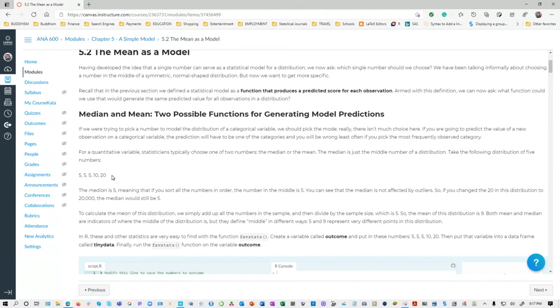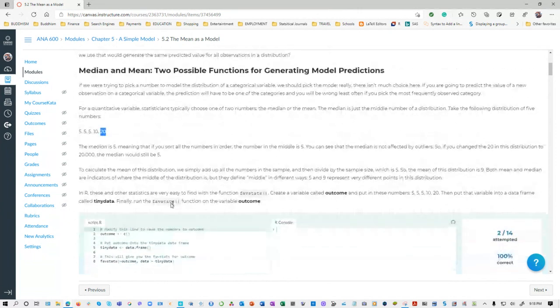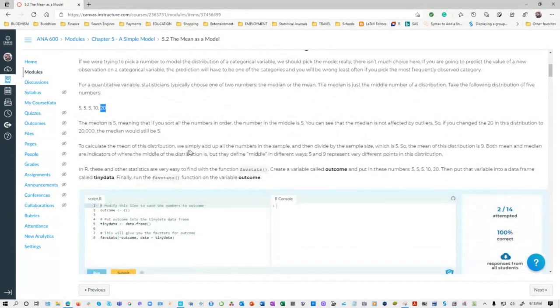Even if you add more numbers, even if you change the 20 in the distribution to 20,000, it doesn't matter. The median means just the location of the data, not the value of the data. Even if you change this one to 20,000, still 5. But to calculate the mean of the distribution, we simply add all the numbers in the sample and divide by the number of numbers. So the mean of the distribution is 9.